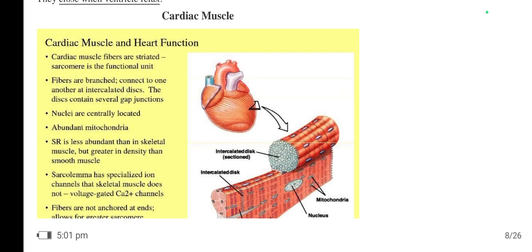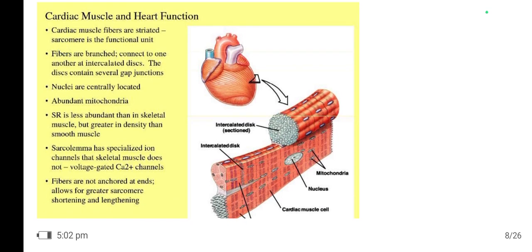This is the cardiac muscle, and its role in heart function. Cardiac muscle fibers are striated. Sarcomere is the functional unit. Fibers are branched to connect to one another at the intercalated disc. The disc contains several gap junctions. Nuclei are centrally located, with adjacent mitochondria. SR is less abundant than in skeletal muscles but greater in density than in smooth muscles.